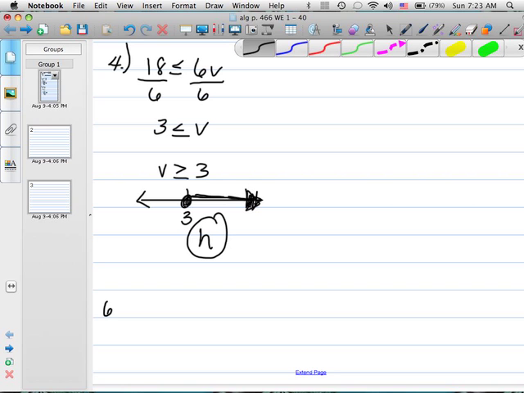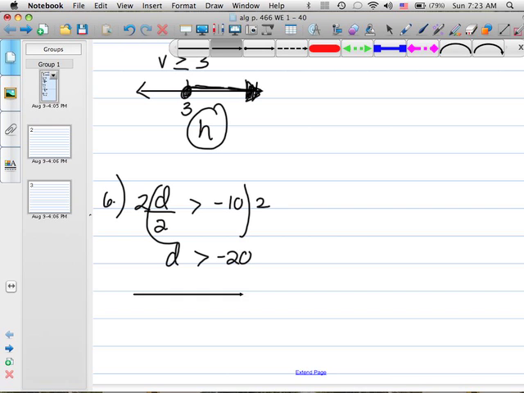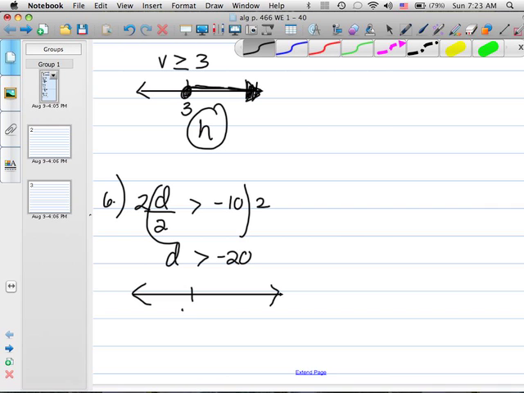Number 6, we have D over 2 is greater than negative 10. Since we're dividing by 2, we're going to multiply by 2. And we get D is greater than negative 20. So we're looking for an open circle at negative 20. Shaded to the right. And that would be letter G.